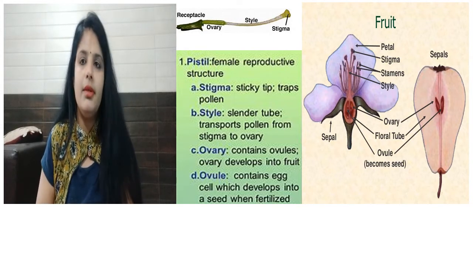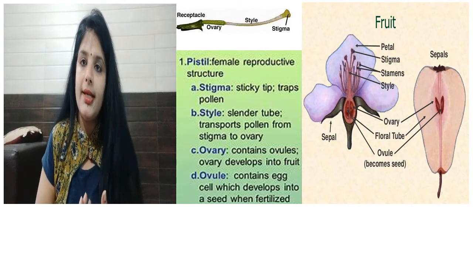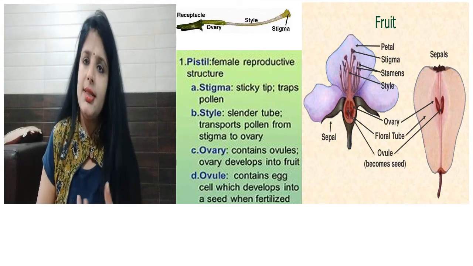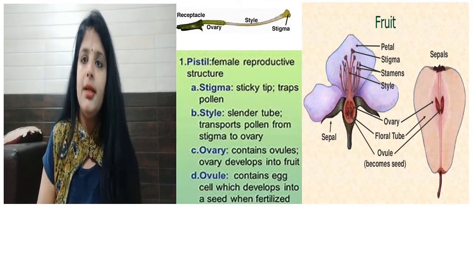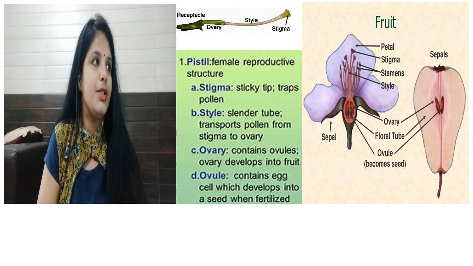Ovule contains different kinds of cells. There are egg cell, polar cells, and synergid cells. Egg cell combined with pollen grain forms zygote. Synergid cells generally don't combine, but they are helping cells and they help in fertilization.